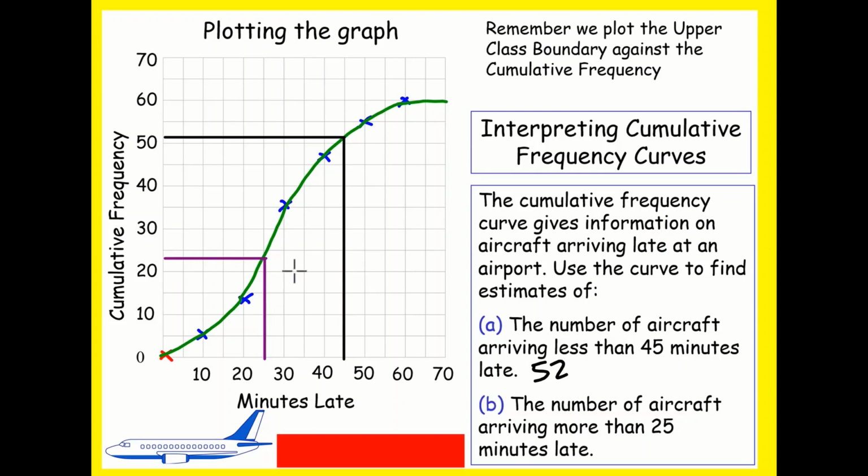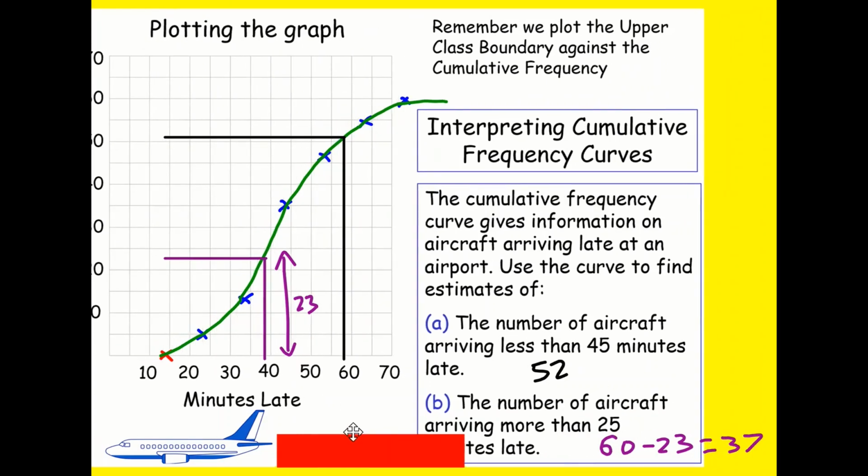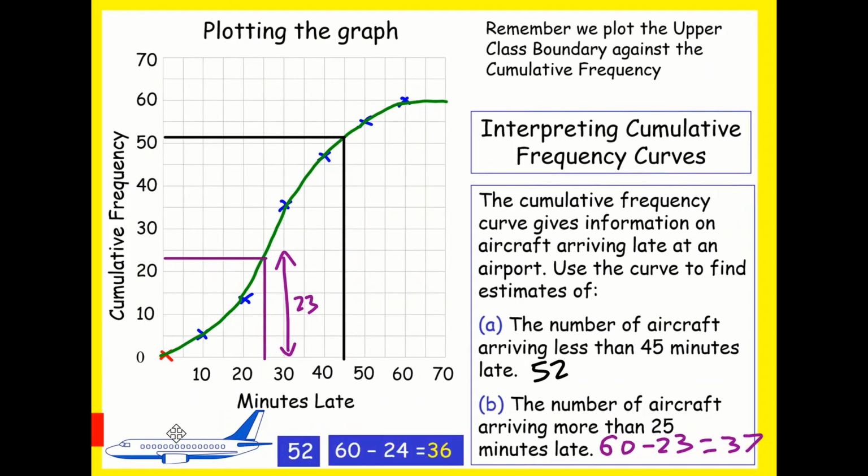However, it's this distance that's 23. And in this case, I want the number of aircraft arriving more than 25 minutes late. So it's going to be the total frequency minus 23. That's less than. So it's going to be the rest of it, and I'm going to get 37. Just going to compare the answers to some that were done elsewhere. 52 agreed with me. Okay, they read off the graph as 24. I can see why they might have done that, but I think 24 or 23 would be acceptable. So yeah, 36, 37, that kind of range.